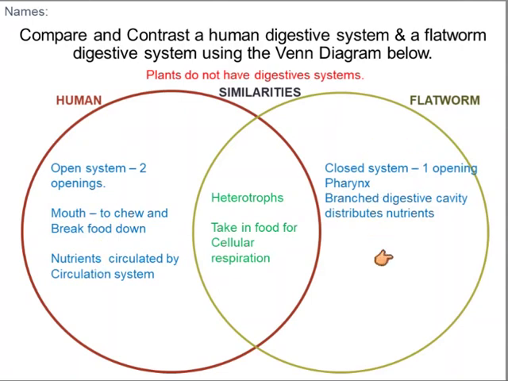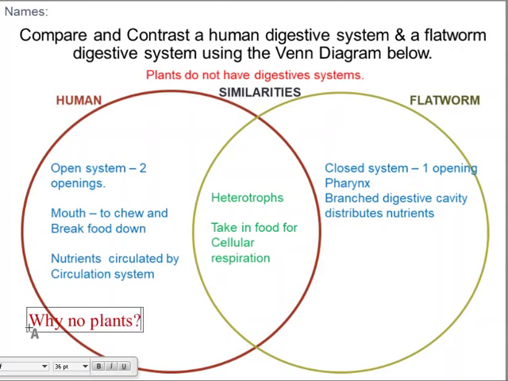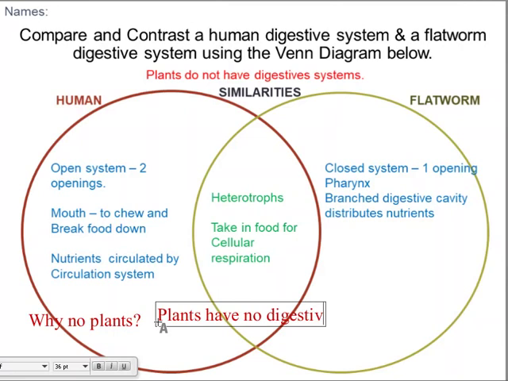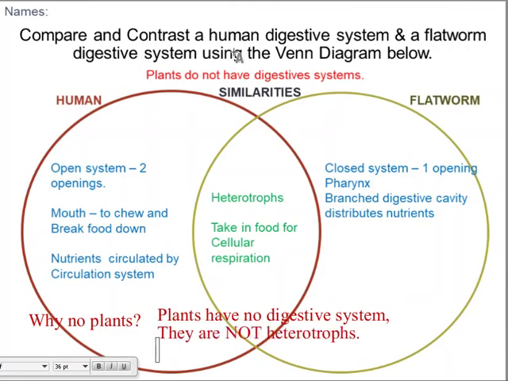and flatworms. Things that are the same between these two is that they're both heterotrophs and they both take in food for cellular respiration. And the reason there's no plants is that plants have no digestive system, because they are not heterotrophs.